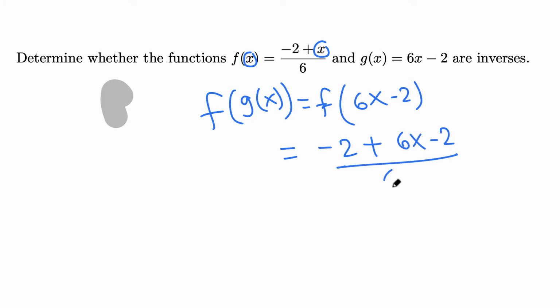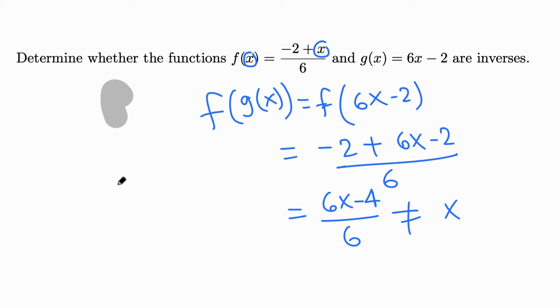negative 2 plus input, all over 6. Then negative 2 minus 2, negative 4. Here is 6x minus 4 over 6. We cannot cancel anything. And by the way, this is not equal to x. So this is not x, which means they are not inverses.